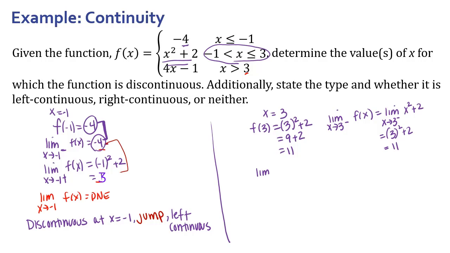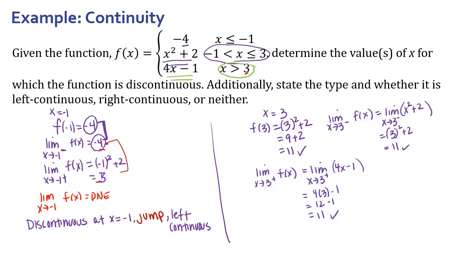If I look at what's happening from the right-hand side, so looking at numbers that are larger than 3, that's going to put me into this piece using the 4x minus 1 formula. So that's going to be the limit as x approaches 3 from the right of 4x minus 1. Again, this is a polynomial, so I can just go ahead and evaluate that. So I'm going to get 4 times 3 minus 1, which is 12 minus 1, which is also 11. So all of these are the same, which is great.